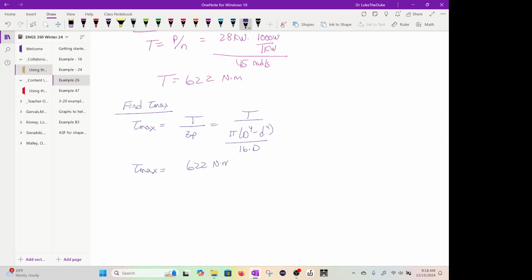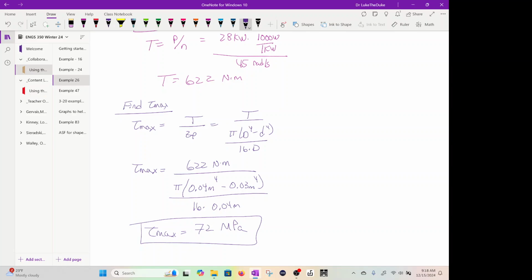622 newton-meters over pi times 0.04 meters, I converted it, to the fourth minus 0.03 meters to the fourth, over 16 times 0.04 meters. Our tau max becomes 72 megapascals.